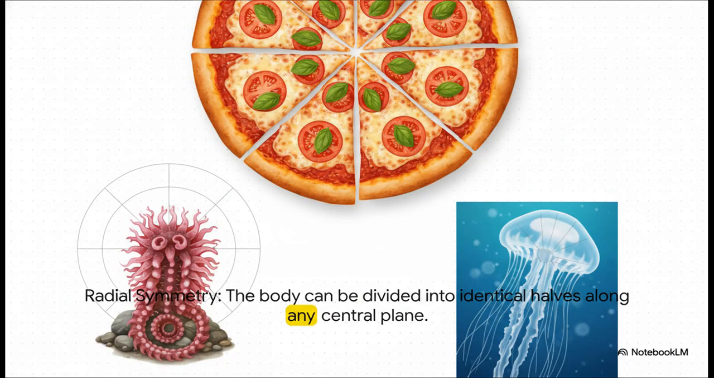Radial symmetry is, well, it's the pizza design. It's a great way to think about it. You can slice it right through the center any way you like, and you'll always get two identical halves. This body plan is absolutely perfect for animals that pretty much stay in one spot, like a sea anemone, or for ones that just drift along with the currents, like a jellyfish. It lets them meet the world equally from all directions.